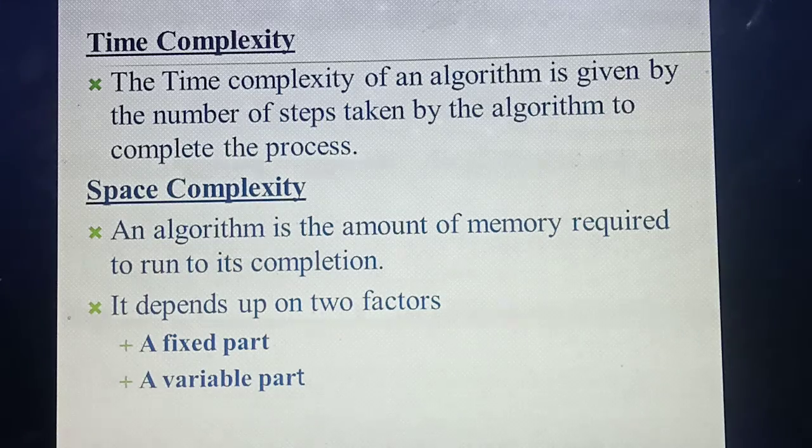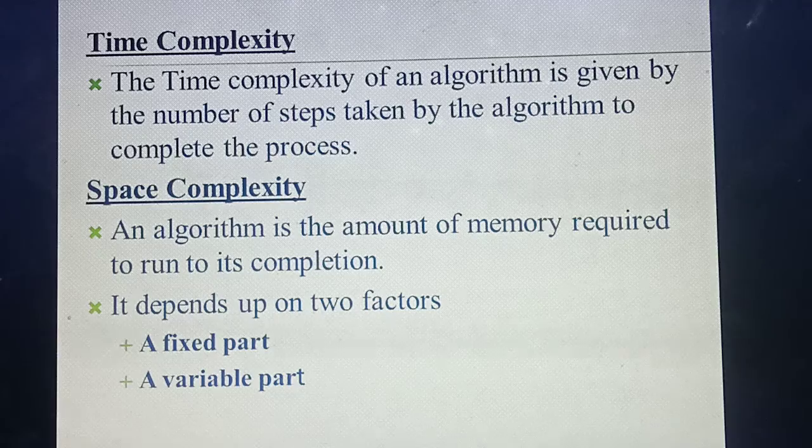Here they are telling time complexity means the number of steps taken by the algorithm to complete the process. Take the same example: adding two numbers. How many steps do you need? First line you give input, for example A, B, C. A and B are the two inputs, and C is for storing the result. Next line you write C equal to A plus B. Third line, you get the answer in C. So how many steps will there be? Totally 3 steps, isn't it?